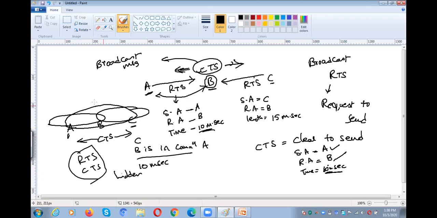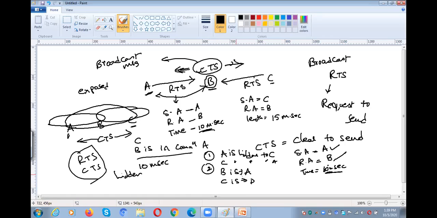Okay. How can we solve the exposed problem? Exposed is also the same. What is the first problem? A is hidden to C and C is hidden to A. That is the first problem. Likewise, in the second problem, B is willing to communicate to A and C is willing to communicate to D.